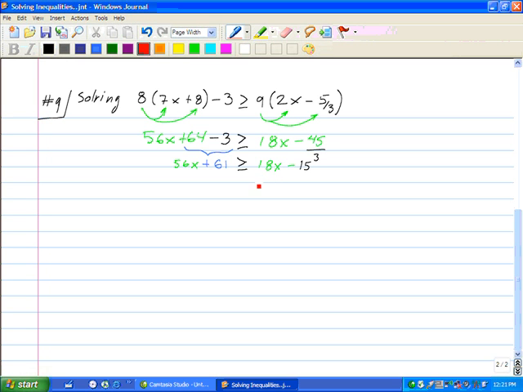It's a positive 18x, so I'm going to subtract 18x from both sides. Notice how I organize my problem, lining up the x's underneath the x's. Now let's do the math. 56 take away 18. That will give you 38x. Let's see, what do I have to bring down? The inequality for sure.